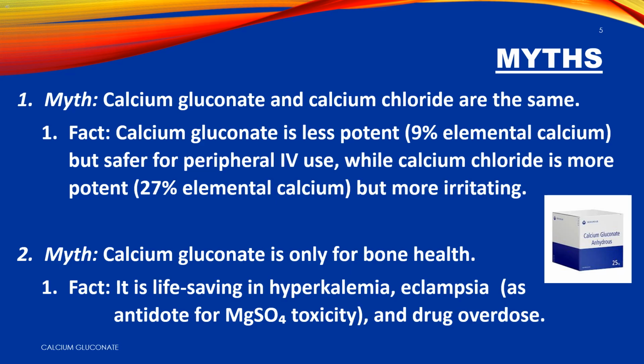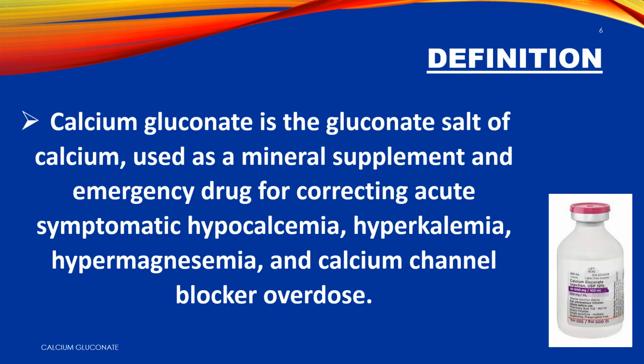2. Myth: calcium gluconate is only for bone health. Fact: its uses extend far beyond bone health. It is critical in emergency situations such as treating hyperkalemia and managing magnesium sulfate toxicity. Calcium gluconate plays a life-saving role as an antidote in magnesium sulfate toxicity, helping to rapidly reverse the effects of excessive magnesium levels. It is also used in other critical situations, such as calcium channel blocker overdose, where it helps restore normal cardiac function.